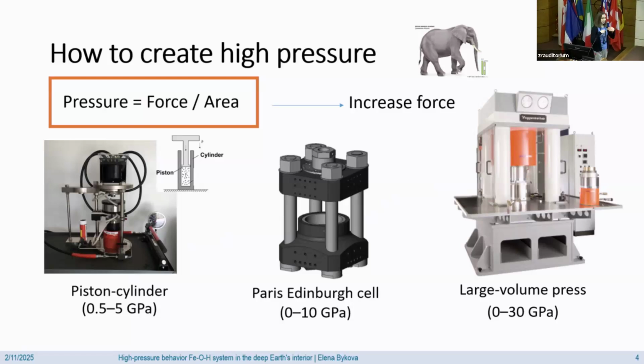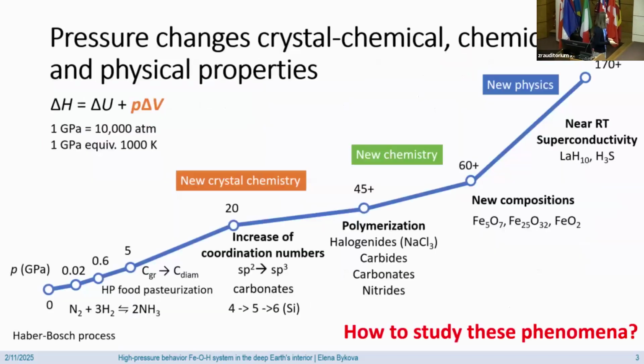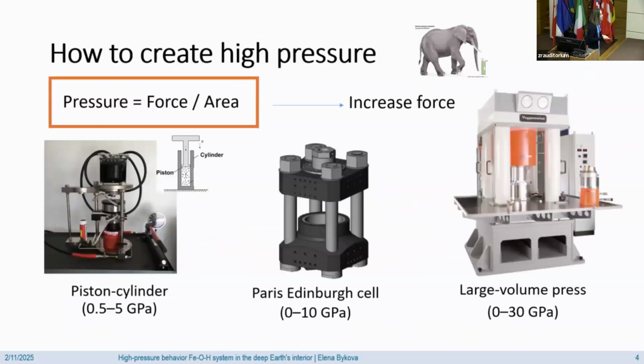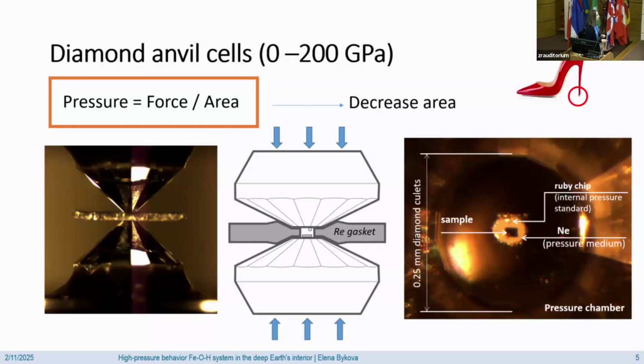So you can either create a lot of force, that's the pathway of the huge devices, such as large volume apparatuses, like a piston cylinder, Paris-Edinburgh press, or huge large volume presses. They all tend to create huge pressure on the sample, but they're typically limited to pressures of about 30 GPa. A way more effective way to produce pressures is to decrease the area.